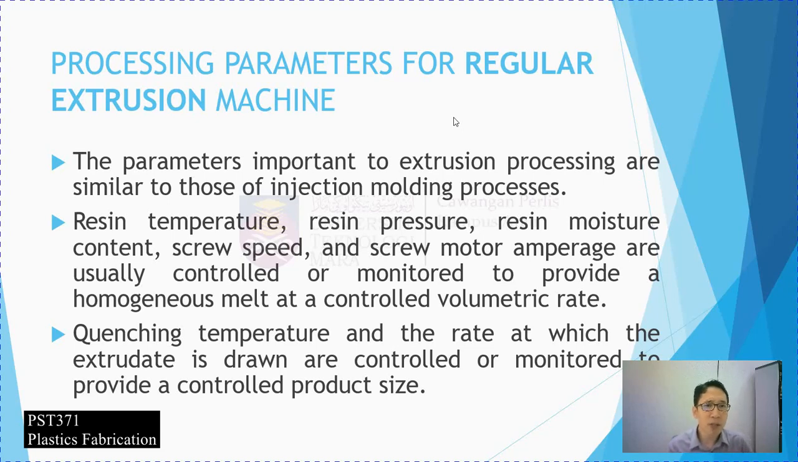Okay, the resin temperature, resin pressure, resin moisture content; moisture content also will contribute to final product properties. Screw speed, screw motor, and pressure are usually controlled or monitored to produce a homogeneous melt at a controlled volumetric rate. Okay, and then we have the quenching temperature, and the rate at which the extrudate is drawn is controlled or monitored to provide a controlled product size.